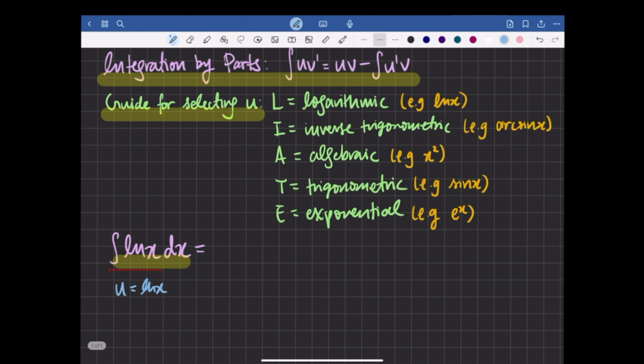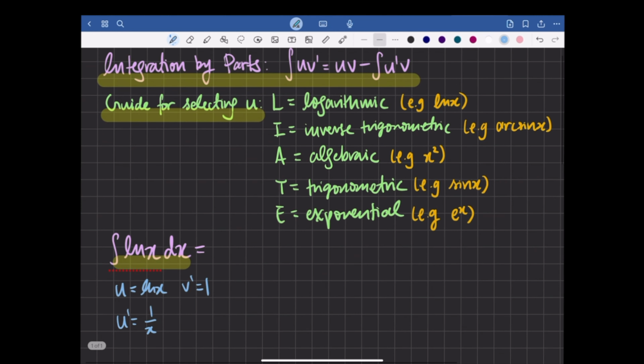The derivative of v will be 1. The derivative of u, or u dash, will be 1 over x. And the integral of v dash, or just v, will be x.